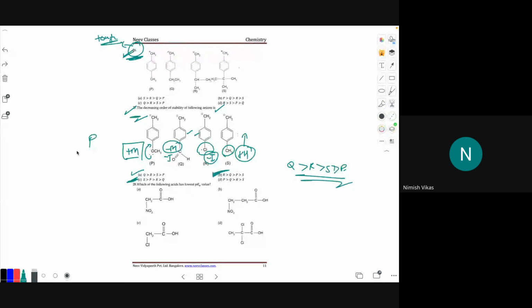So P will be least, then S. And when we talk about QR, both are stabilizing, right? But which will stabilize more? Minus M will stabilize more. So order will be what? QRSP. बताओ यार, B और C में लड़ रहे थे.